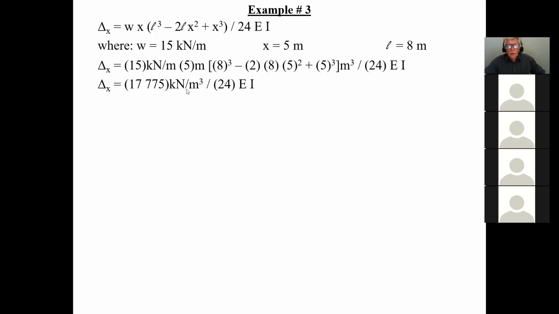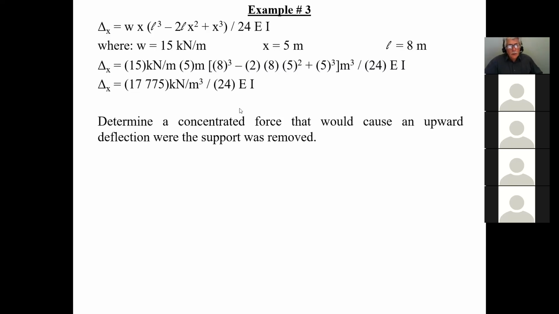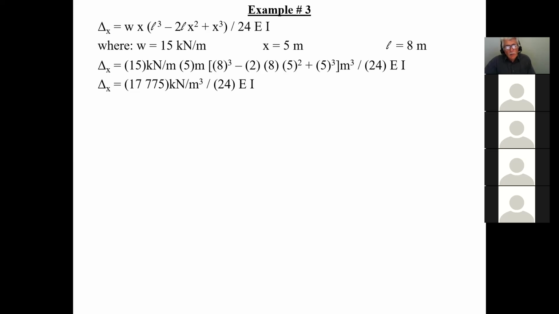Why did I put per meter cubed? It should be meter over... I think this is, oh yeah, meter cubed. Sorry, it is meter cubed. So that cancels that. Oh yeah, it's kilonewtons per meter cubed. I'm sorry, my mistake. Now I have this one equation. In other words, that's the value of delta x at that point.